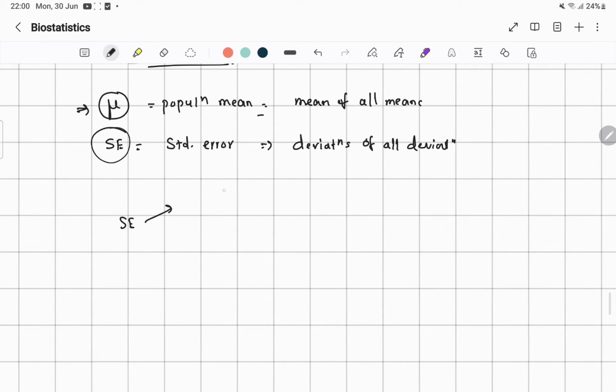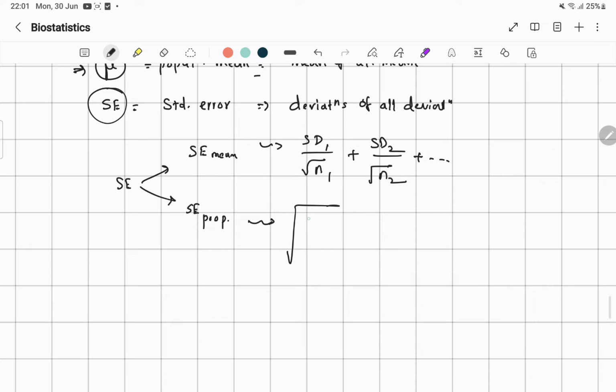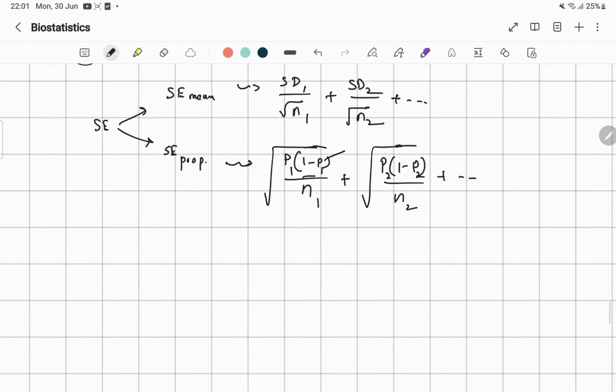So we have standard error of mean and standard error of proportion. Standard error of mean is basically standard deviation 1 by under root n1 plus standard deviation 2 by under root n2, like this. Standard error of proportion is basically prevalence into 1 minus prevalence, or you can say 100 minus prevalence by n, plus P1 into 1 minus P1 by N1. Okay, like this. This is P1, N1, P2, N2. So basically this 1 minus P is called Q.